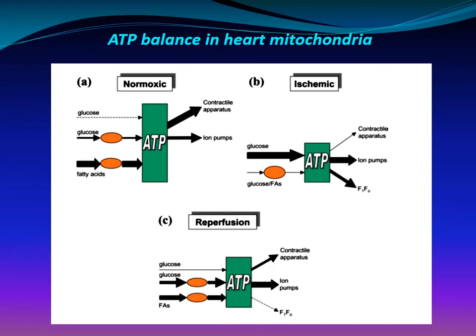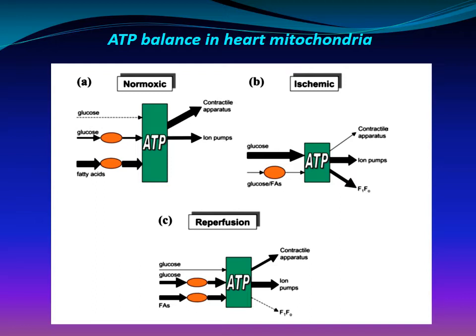ATP balance in heart mitochondria. In the normoxic heart, the heart muscle utilizes fatty acids and glucose as energy sources. But the major contributor comes from fatty acid oxidation, as oxygen supply is available. The ATP produced is mainly utilized by the contractile apparatus when compared to the ion pumps.